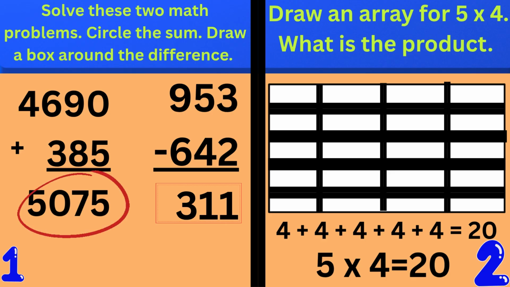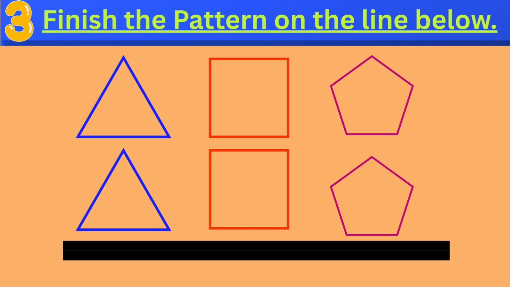Number 2, draw an array for 5 times 4. What is the product? We drew an array with 5 rows with 4 equal squares in each row, for a repeated addition sentence of 4 plus 4 plus 4 plus 4 plus 4 equals 20, or 5 times 4 equals 20. The product is 20. Number 3, draw and finish the pattern. The pattern shown is a triangle, square, pentagon. We drew the next part, which is a triangle, square, pentagon, to finish the pattern.